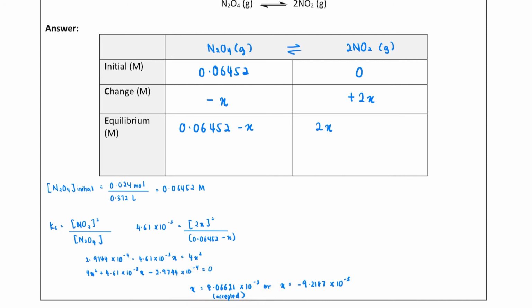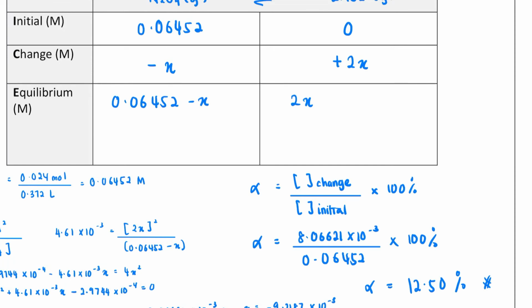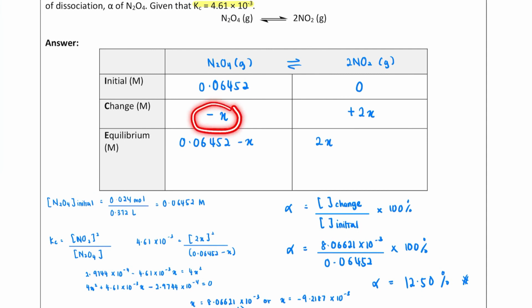So seterusnya kita nak terus cari percentage of dissociation lah. So this is the formula for percentage of dissociation. So concentration change over here adalah nilai minus X ni lah. Tapi tak perlulah nak ambil minus ni sekali sebab kita nak tunjuk perubahan, berapa banyak perubahan. So just take the value of X. So ambil value X sahaja yang daripada sini. Lepas tu kita bahagilah dengan concentration initial. And then you should get percentage of dissociation for N2O4 adalah 12.50%. That's mean out of 100%, only 12.50% of N2O4 yang bertukar jadi NO2.